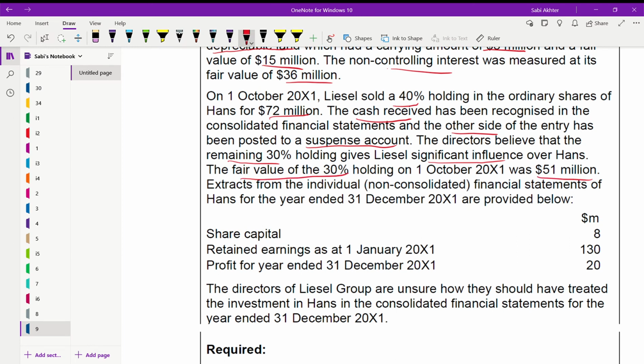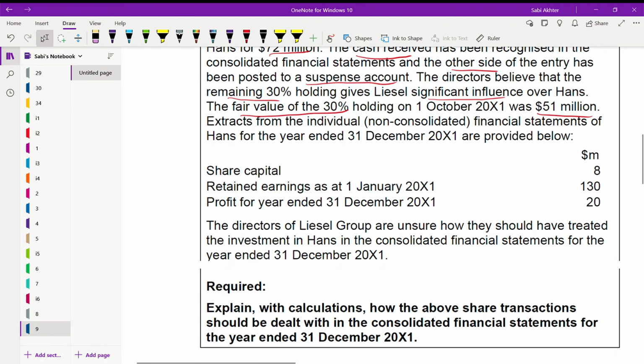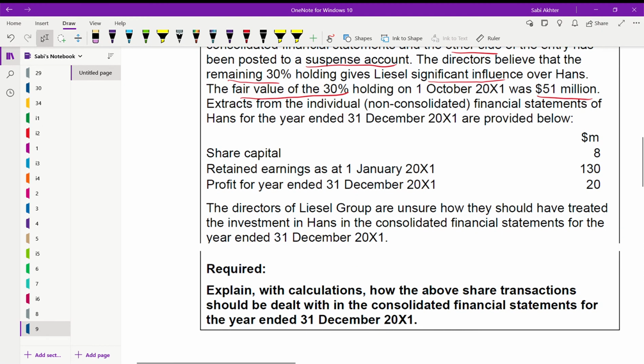This is the extracts from the individual financial statements. Share capital, retained earnings, and profit for the year. The Hans individual statements, okay? They are unsure about how they should treat the investment in Hans in the consolidated statement of financial position. You have to explain with calculations. Don't forget this. Not just calculations, explain also.